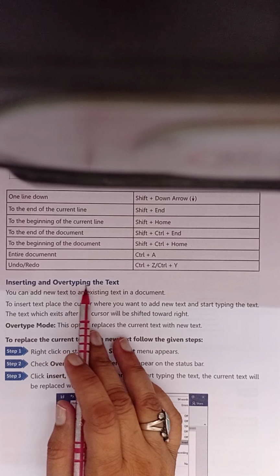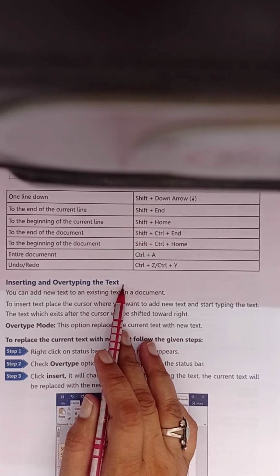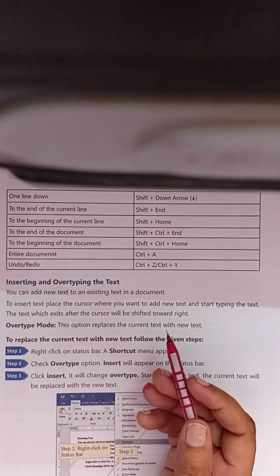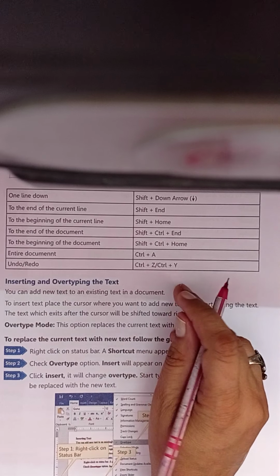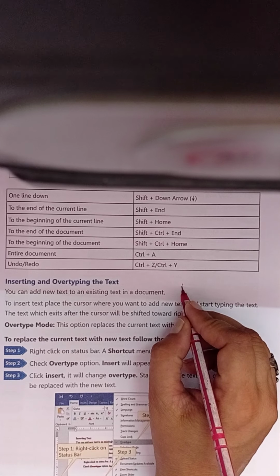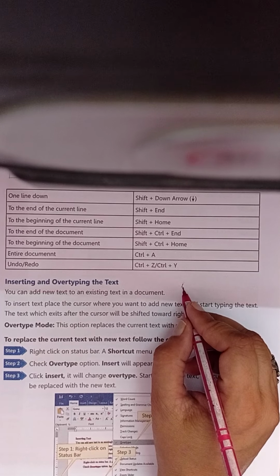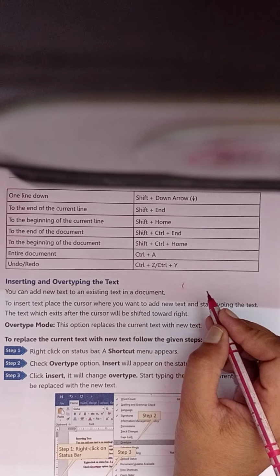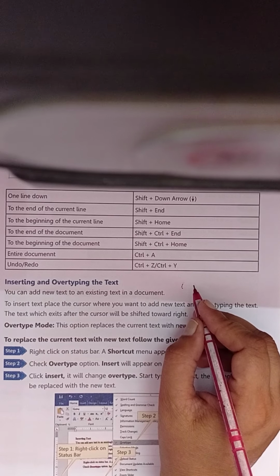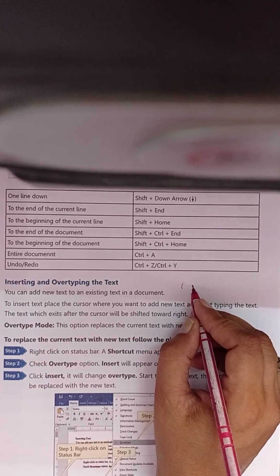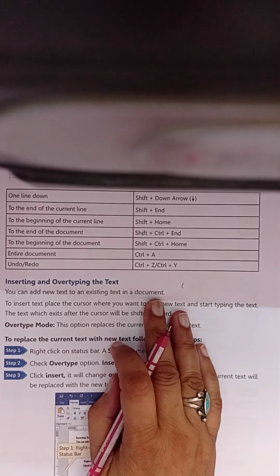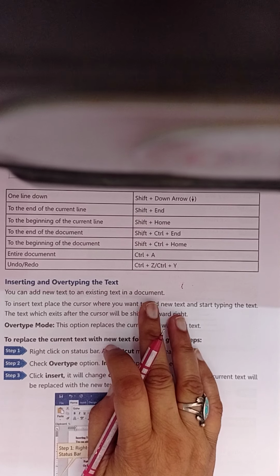Now inserting and overtyping the text. How will you insert? Suppose I want to write here, मुझे यहाँ पर लिखना है, तो first of all I have to click here, right? Means मुझे यहाँ पर अपना cursor place करना पड़ेगा. After that start to type. Text will appear here.